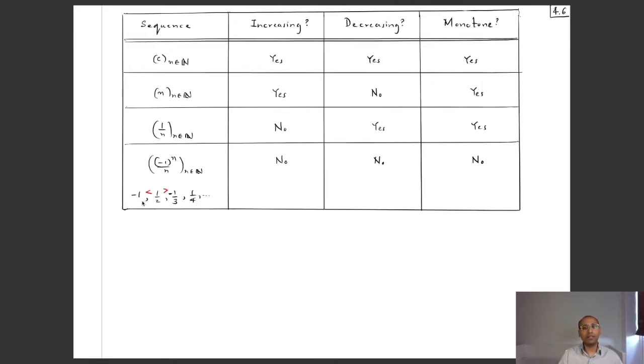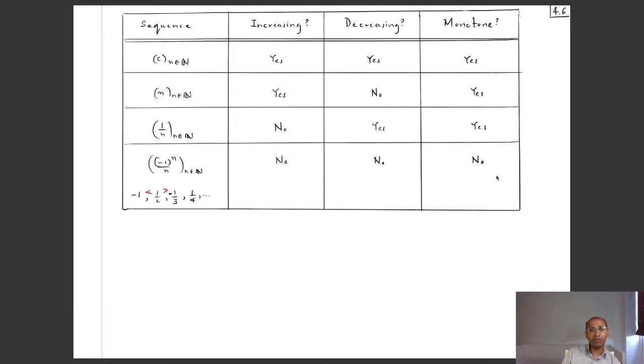And now we see that the sequence is not decreasing, because the second term is actually bigger than the first term, and the sequence is not increasing either, because the third term is actually smaller than the second term. So it's neither increasing nor decreasing, and hence it's not monotone.